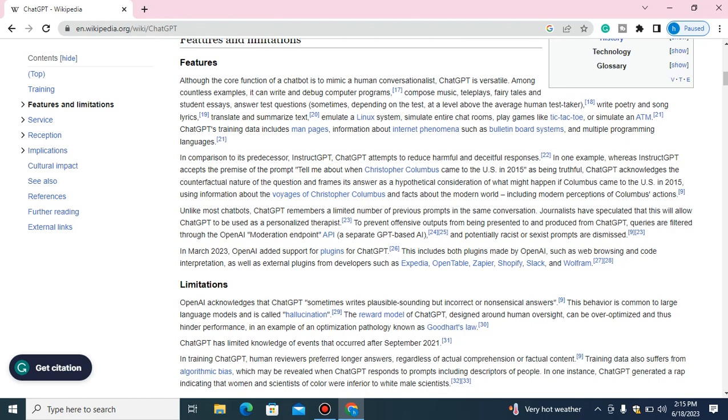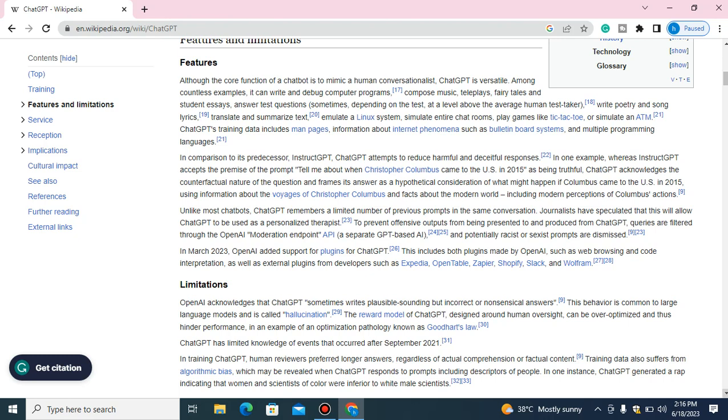Journalists have speculated that this will allow ChatGPT to be used as a personalized therapist. To prevent offensive output from being presented to and produced from ChatGPT, queries are filtered through the OpenAI moderation endpoint and potentially racist or sexist prompts are dismissed. In March 2023, OpenAI added support for plugins for ChatGPT. These include both plugins made by OpenAI, such as web browsing and code interpretation, as well as external plugins from developers such as Expedia, OpenTable, Zapier, and Wolfram.